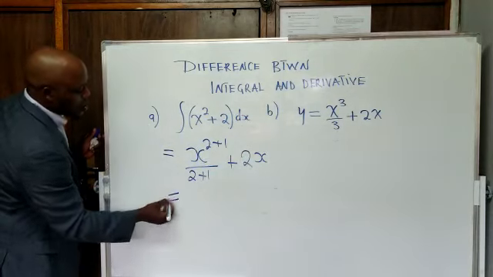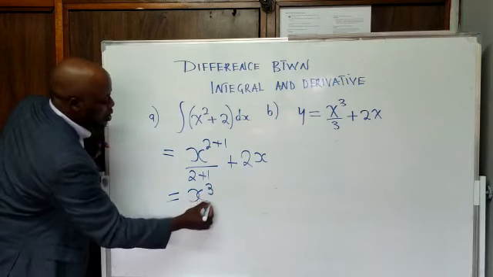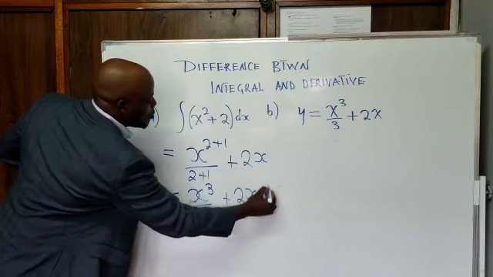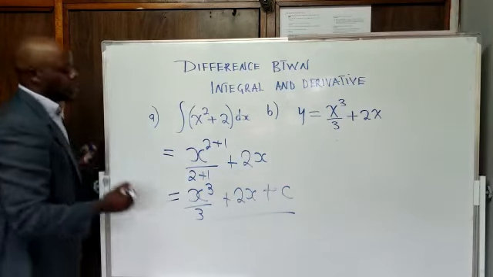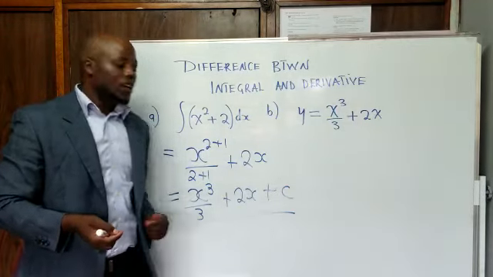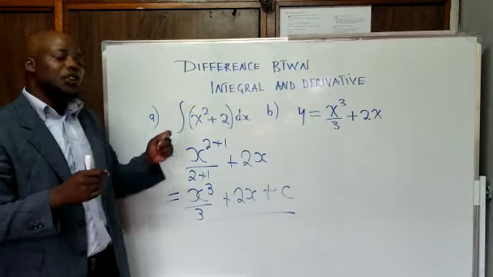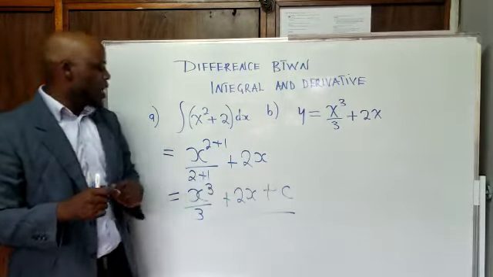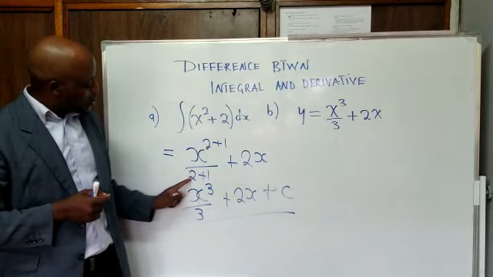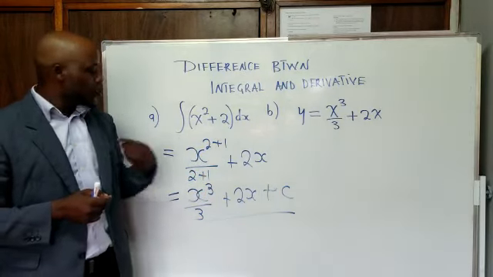The next thing here will be to clean up our work. We have x power 3 over 3 plus 2x plus c. That's all. So this c means a constant. Always when integrating, if you don't have the numbers here and here, you don't have the limits, remember to put in a c. Here I just said 2 plus 1, it's 3. And there 2 plus 1 also, it's 3. Just like that. And this is your answer.